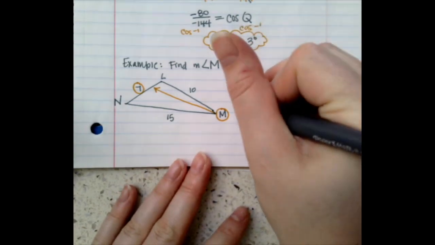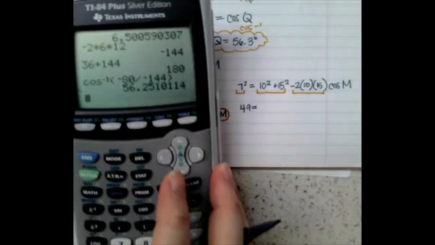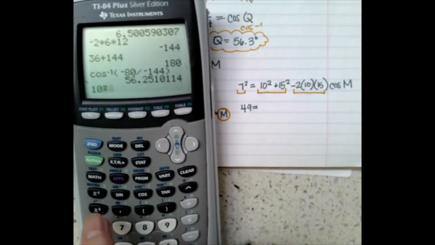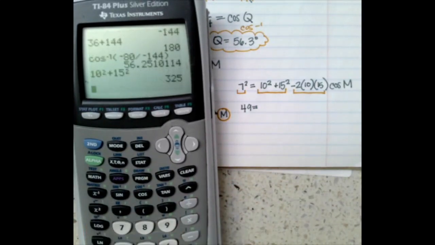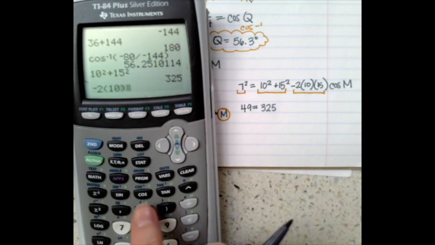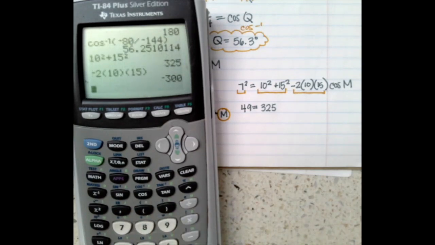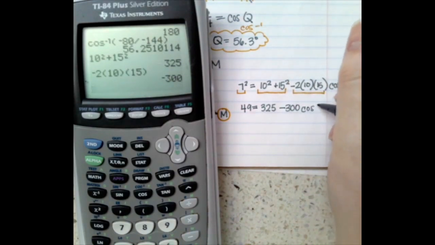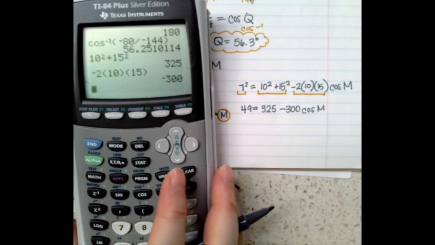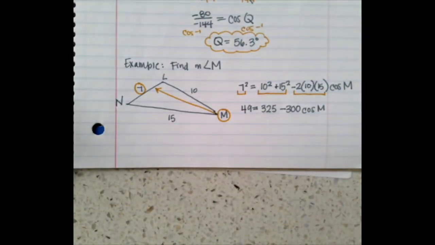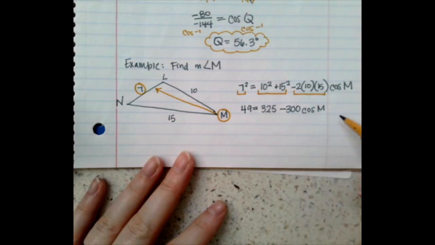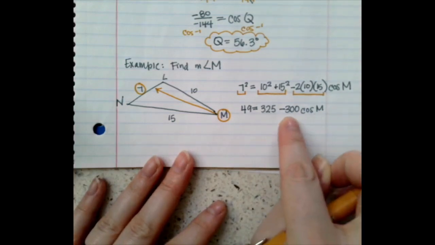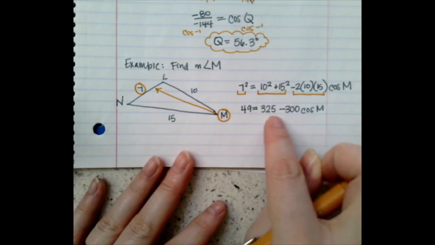So 7 squared is 49. And then I can do 10 squared plus 15 squared together to get 325. And then I can type this in, minus 2 times 10 times 15 is minus 300 cosine of m. And then remember, this 300 is connected to this cosine, so you cannot simplify these two pieces together.